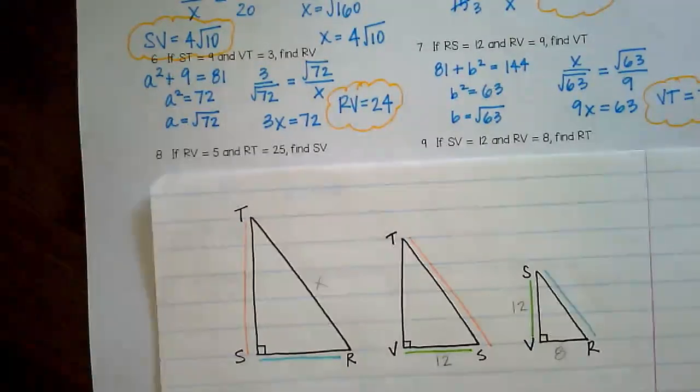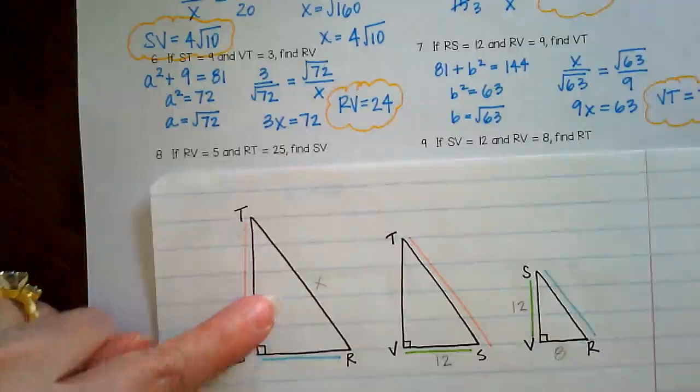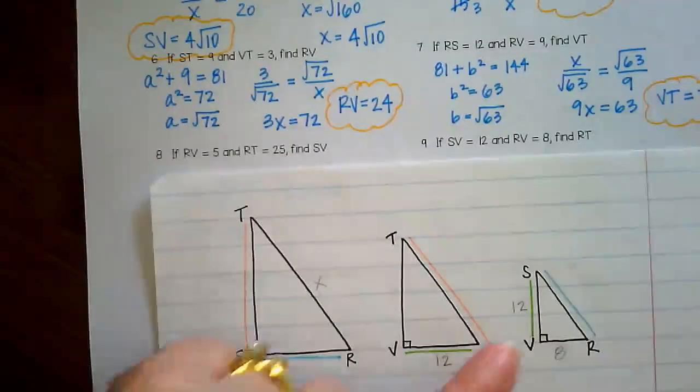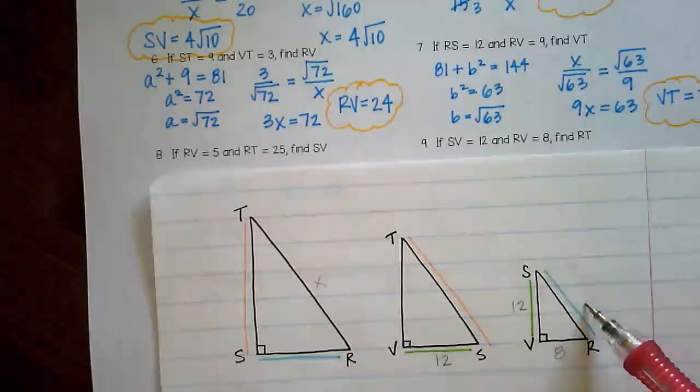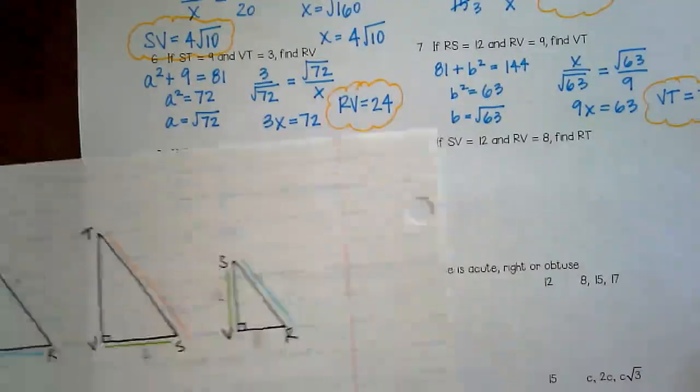Okay, so here's the situation again. I have really nothing. I only have one here, I have two here, but I can use the Pythagorean theorem on this one to figure out this side right here. All right, so let's start with that.